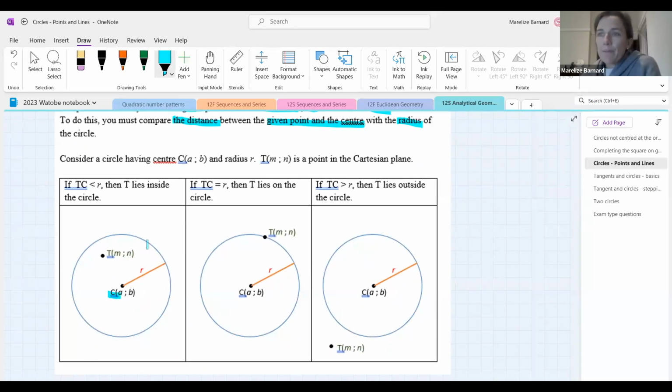And then if we look at it this way, where we have C, the center of the circle, and here's my point T, the given point, the point that I'm working with, we're going to calculate the distance between T and C. Here's the radius, and we're going to compare that distance TC to the radius. And if that distance is smaller than R, then we're going to conclude that point T lies within the circle. And if you look at the sketch, it makes a lot of sense, right?